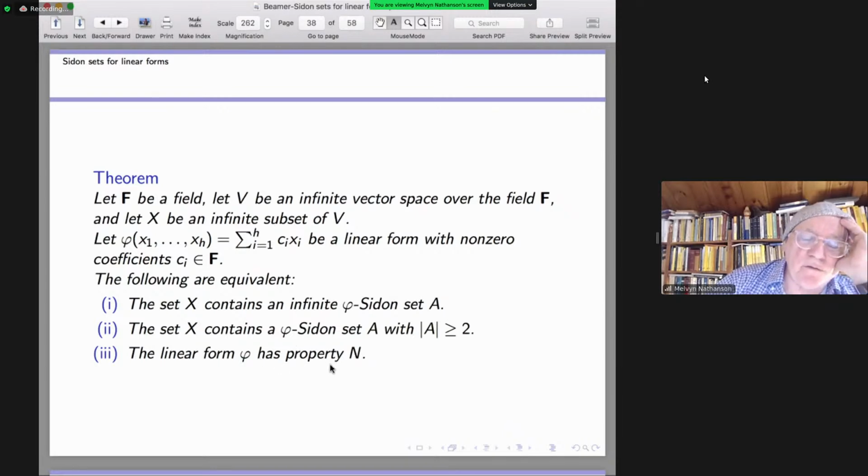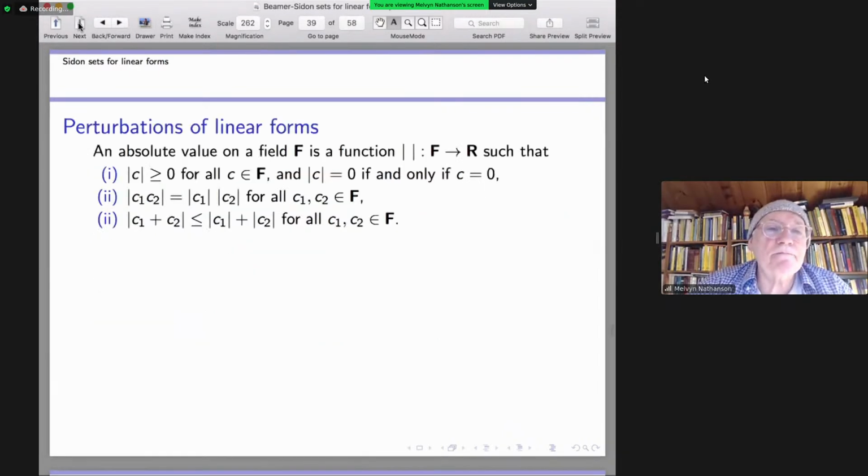Well, we already proved that. We proved that if a form doesn't have property N, then there's no Sidon set with two elements. So if there's a Sidon set with at least two elements, the form has property N. And the lemmas that I just posted and flew by show that if the form has this property N, then in fact there's an infinite Sidon set for the form. So this obstruction to a linear form having a Sidon set is necessary and sufficient. It's the only obstruction to the existence of a Sidon set.